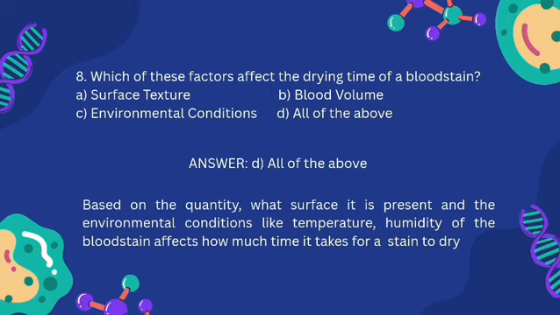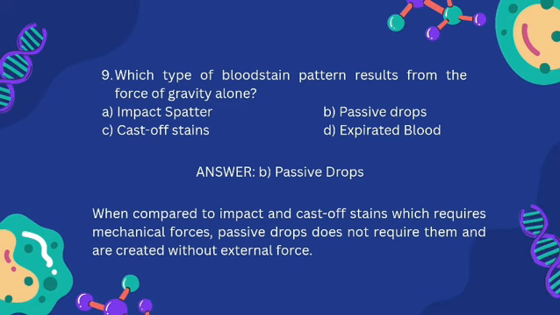The ninth question is, which type of bloodstain pattern results from the force of gravity alone? Option A, impact spatter. Option B, passive drops. Option C, cast-off stains. And option D, expirated blood. The answer is option B, passive drops.